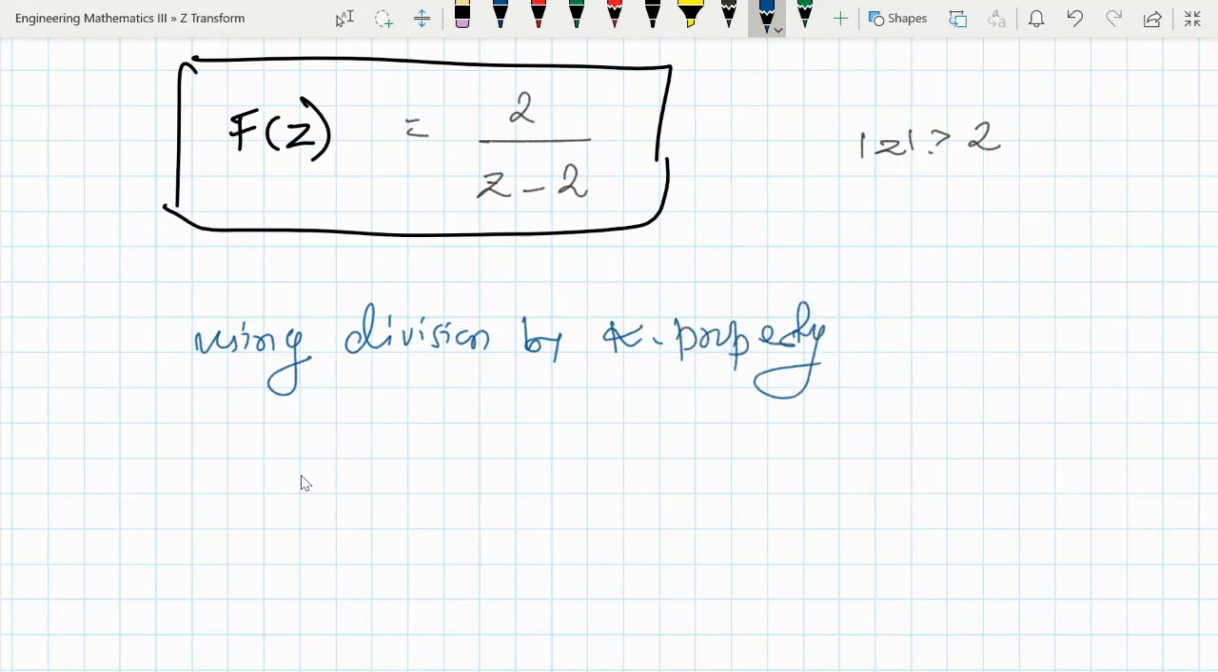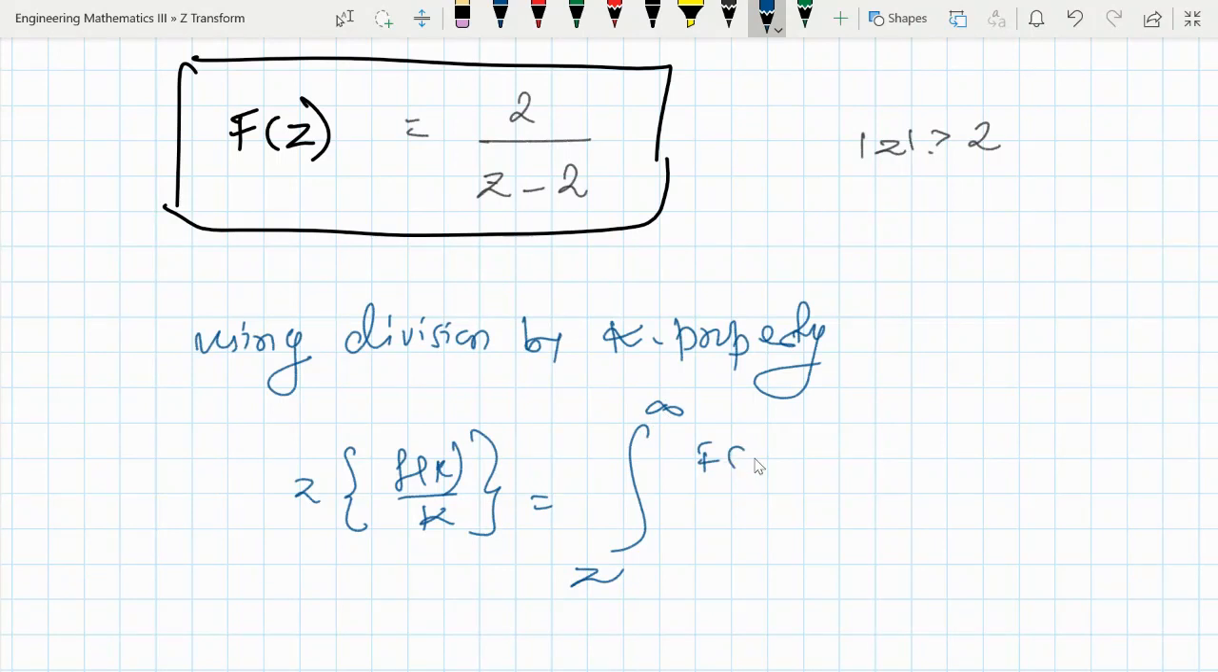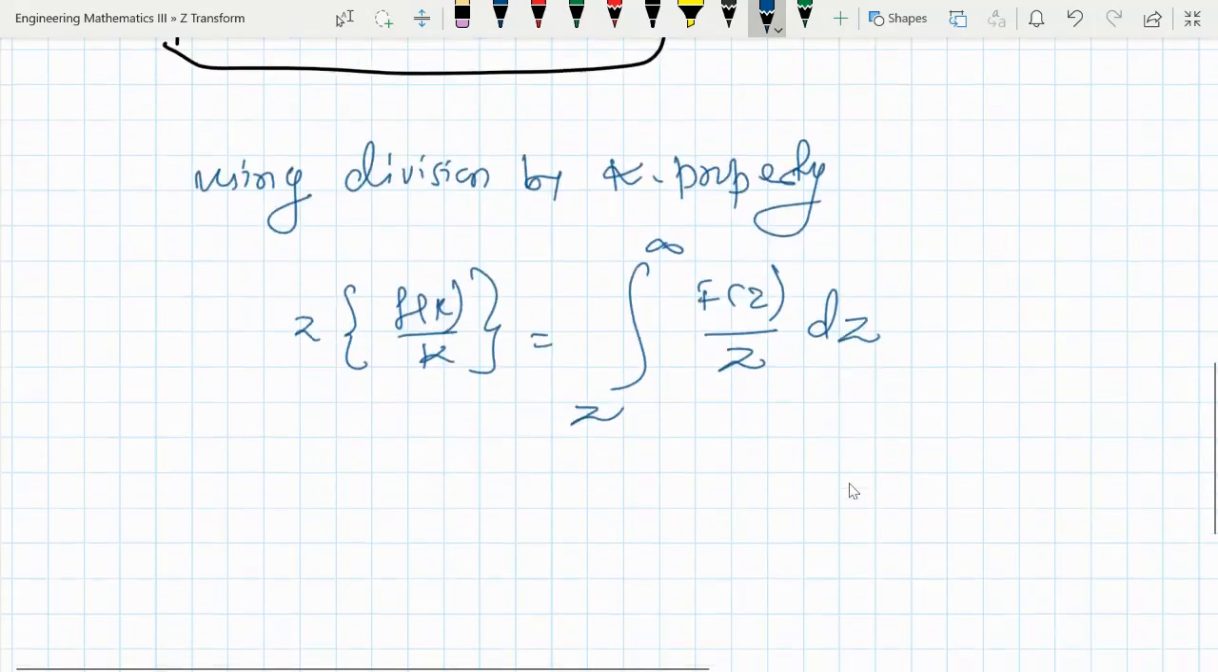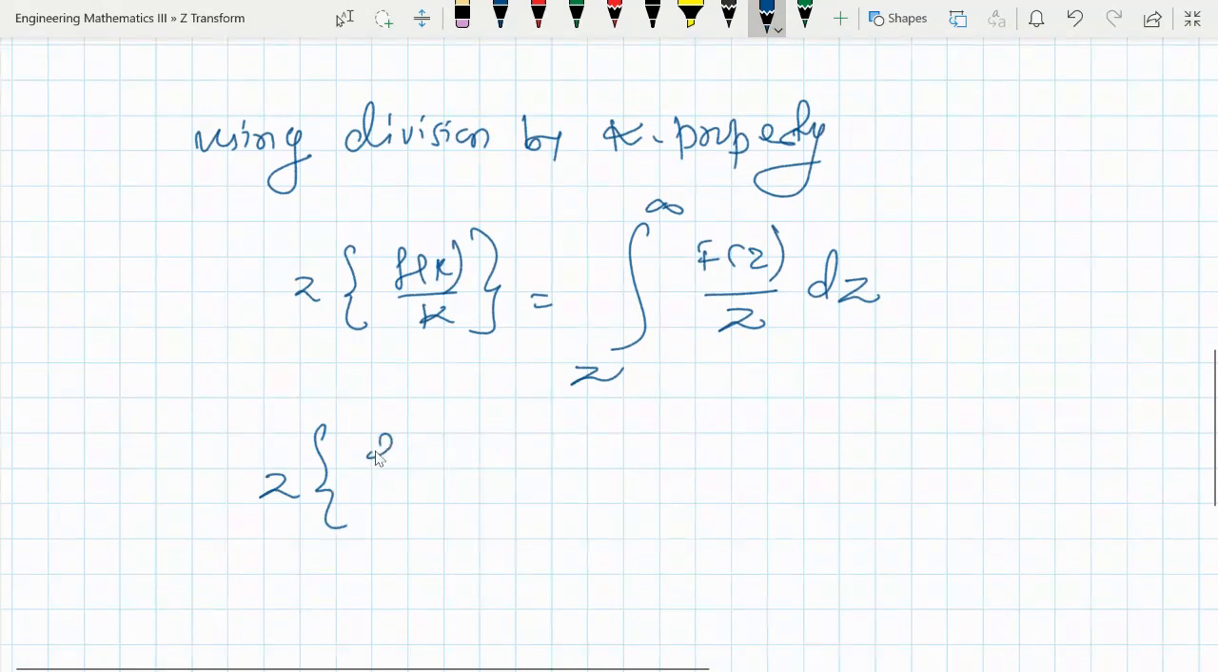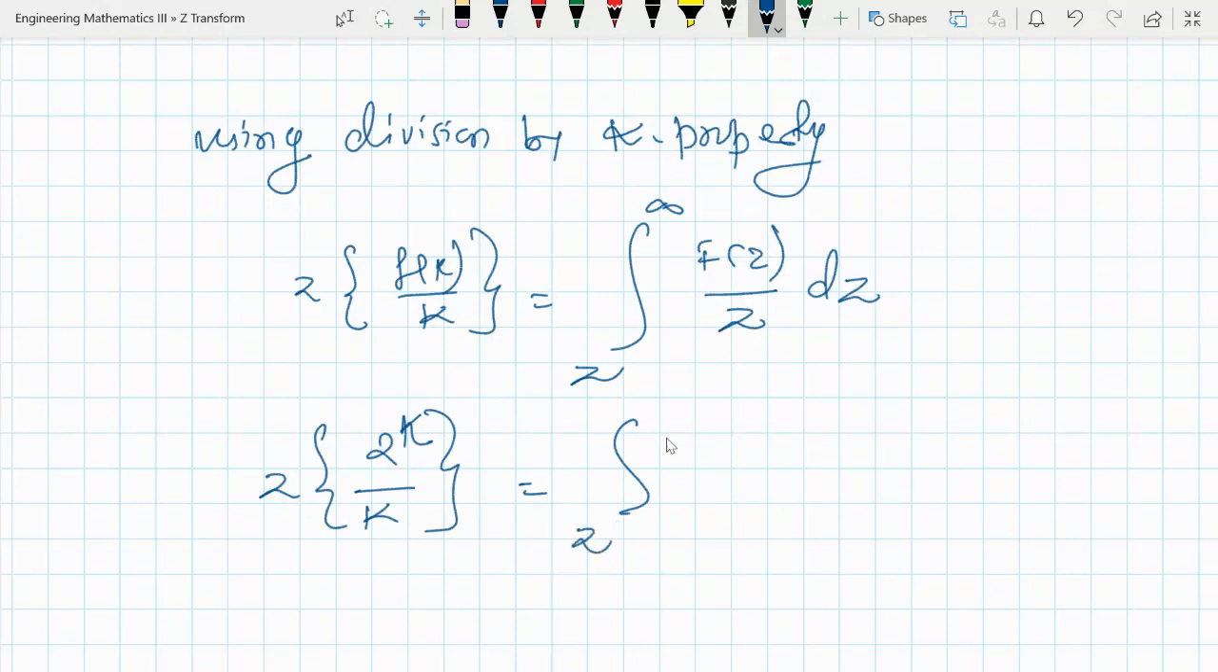So the z transform of f_k divided by k is equal to the integration from z to infinity, we have seen, of f of z divided by z into dz, isn't it? Now what is our f of z? We have found f of z. So therefore the z transform of 2 raised to k divided by k is basically the integration from z to infinity of f of z upon z. It becomes 2 divided by z into z minus 2, simply dz, not dx, sorry for this.